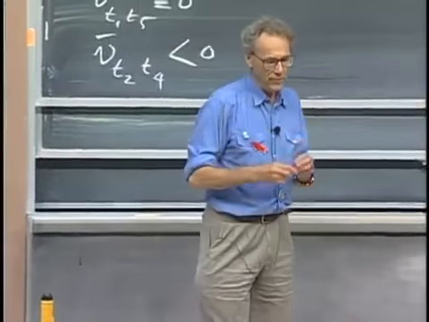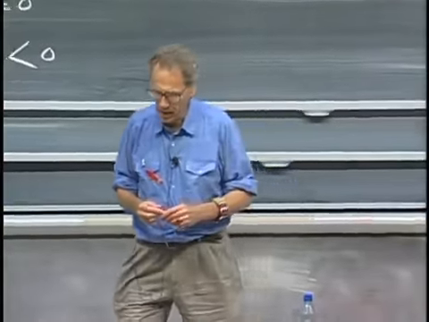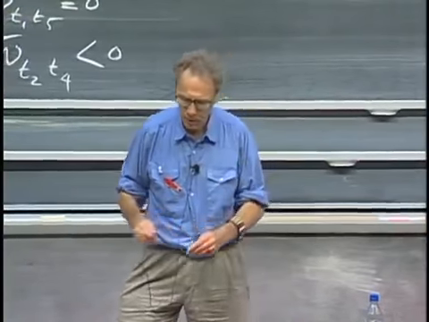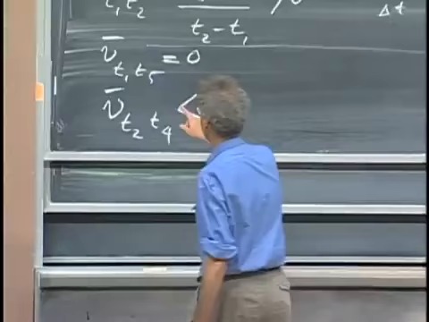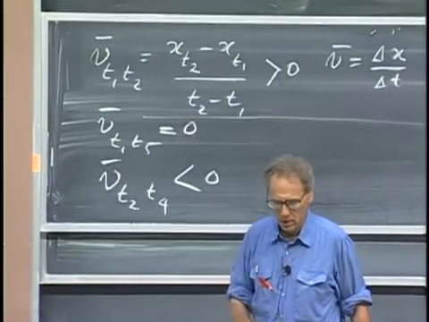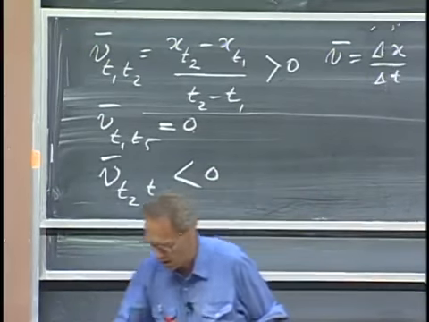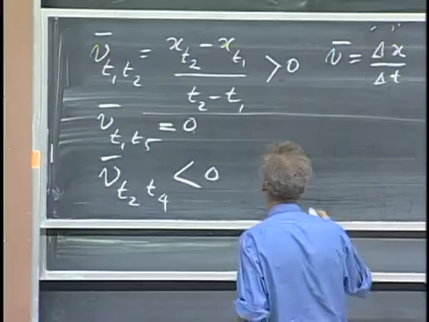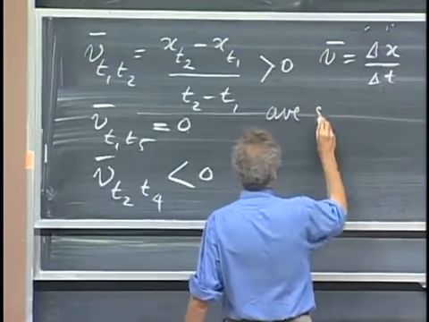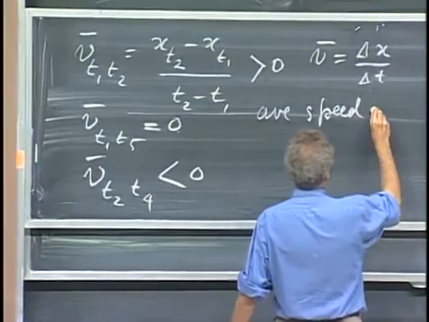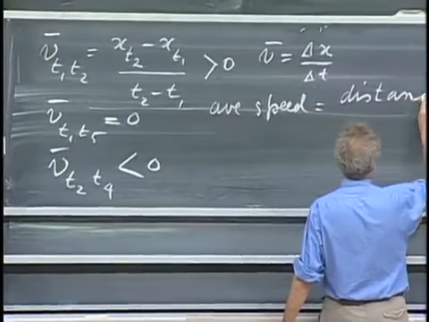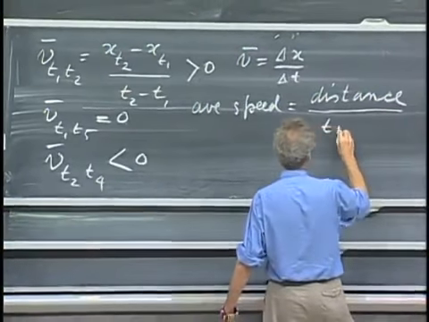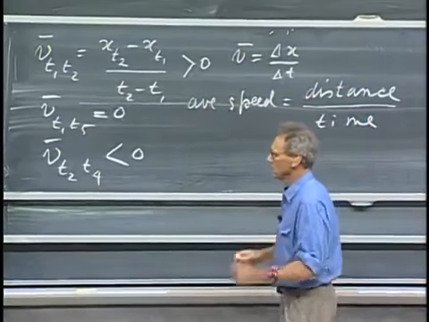There is a very big difference in physics between speed and velocity. The average velocity between time t1 and t5 is 0, but the average speed is not. The average speed is defined as the distance traveled divided by the time that it takes to travel that distance.